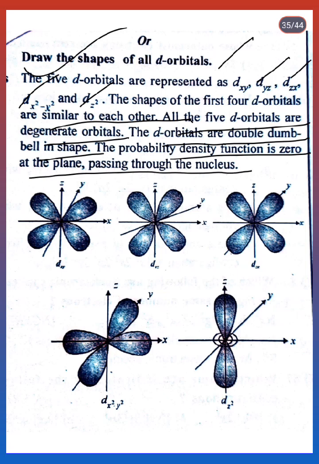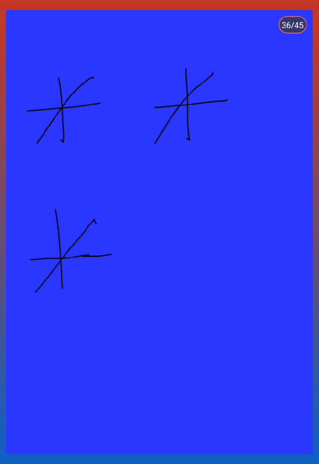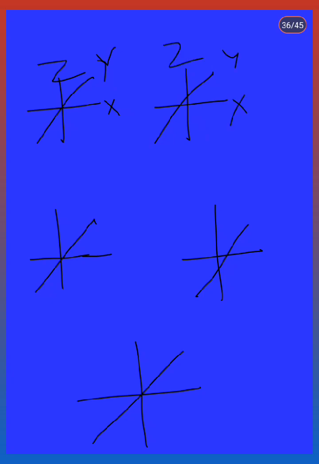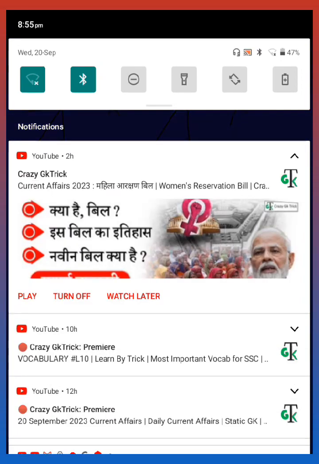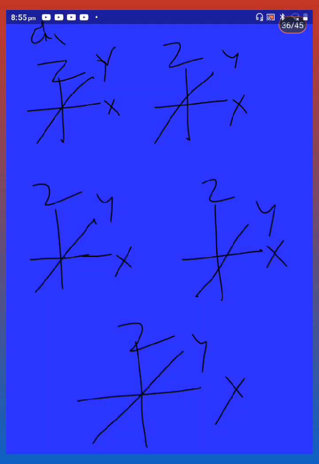So first comes the shape of the dxy orbital, then dyz, dzx, dx square minus y square and dz square. These five orbitals you can draw easily. To draw all the orbitals, first draw the x, y and z axes, five sets of them. Suppose the first orbital is dxy, then dyz, dzx.